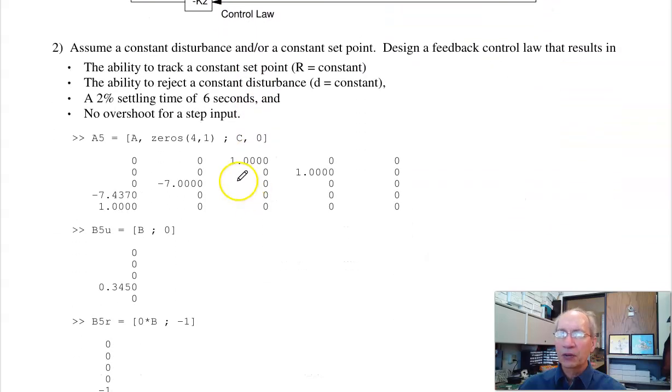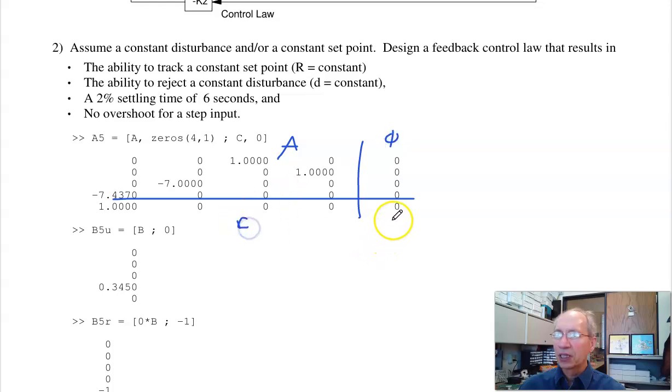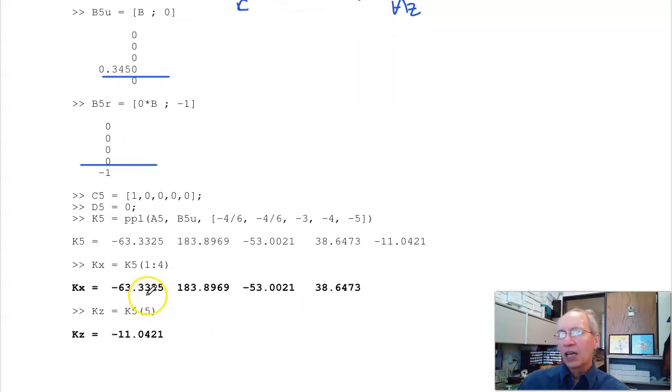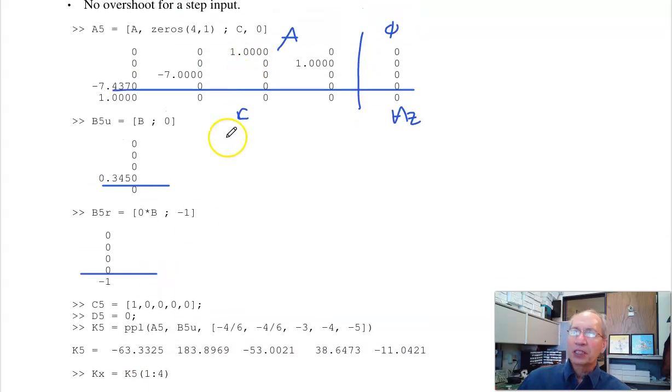So here I create the augmented system. Here's the augmented A matrix, and you can see this is A, this is a zeros matrix. Here's your C matrix, and there's your servo compensator, your integrator. The B matrix with respect to U is right here, and the B matrix with respect to R. Then C and D. So that's the augmented system, the plant plus the servo compensator.